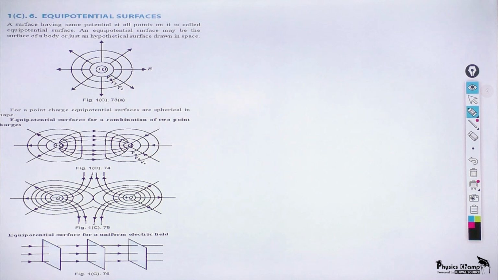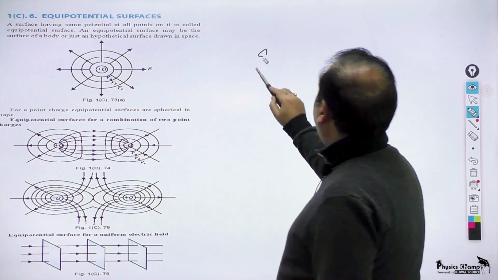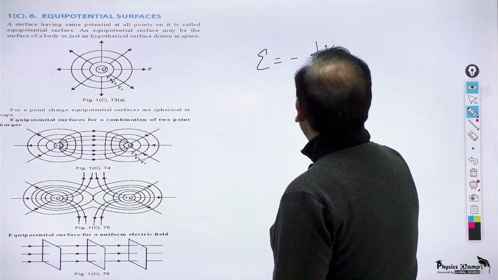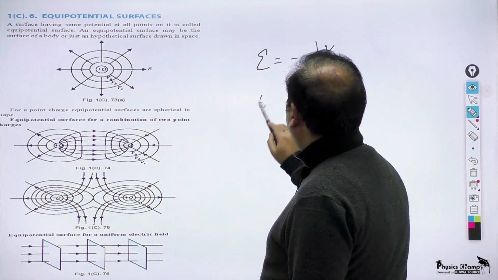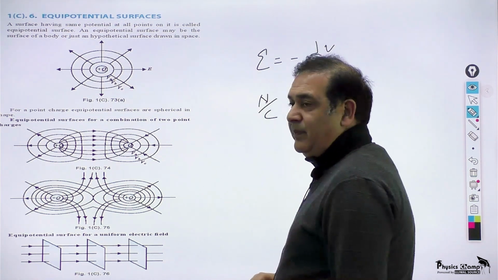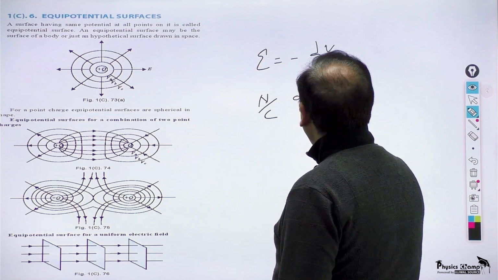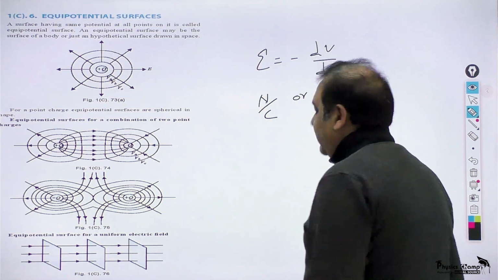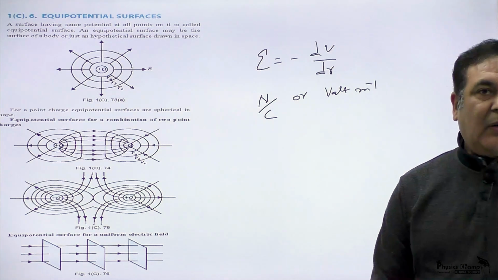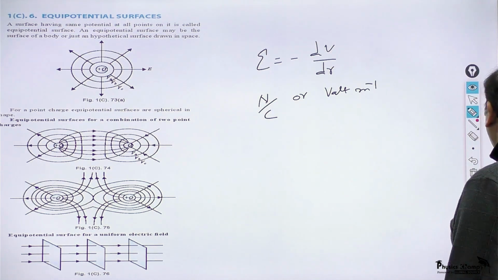Now continuing with that information that electric field is negative of potential gradient. The unit of electric field is actually Newton per Coulomb, but can we say the unit of electric field is volt per meter? So we can also call it volt per meter.